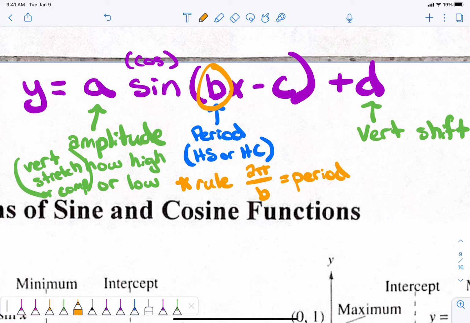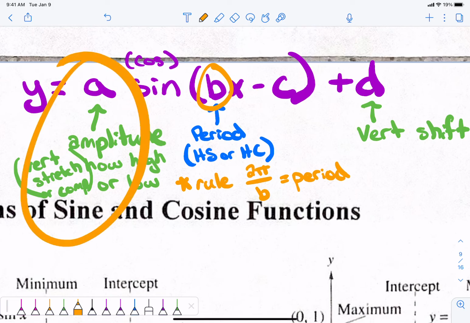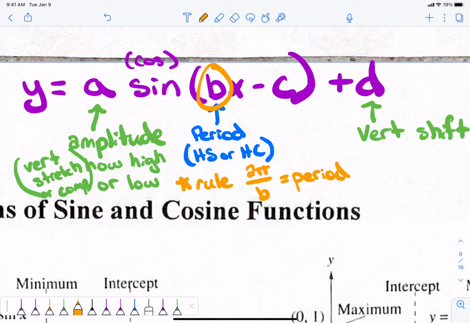So amplitude is just done for us. Vertical shift is just done for us. Those are the easy ones. But the period, we have to hunt for a little bit. And the period change is going to be 2 pi divided by b. That's the new period.